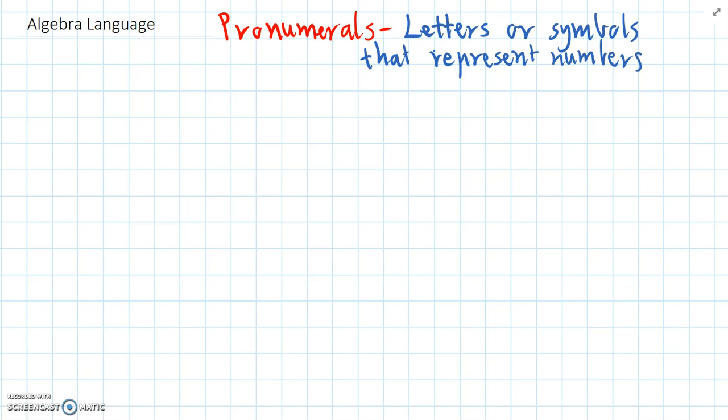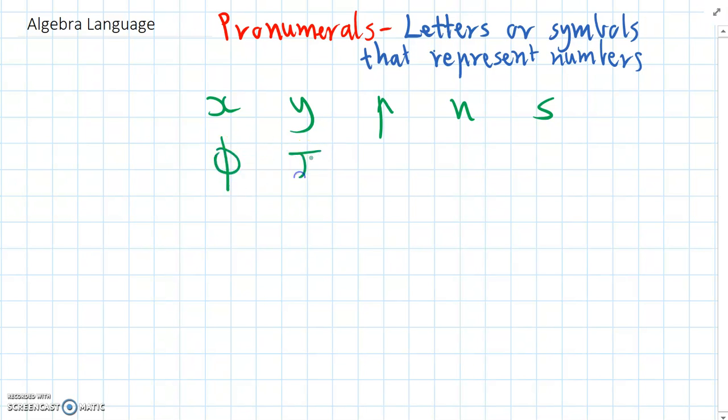And pronumerals can be just normal letters of the alphabet. Often X and Y are used, but they could be P, N, any letter at all, as well as other symbols like from the Greek alphabet. We have other symbols like pi, you might have seen, and alpha and beta. So all these different letters or symbols can represent a different number depending on the situation. And we can use them in expressions just like we do for normal numbers.